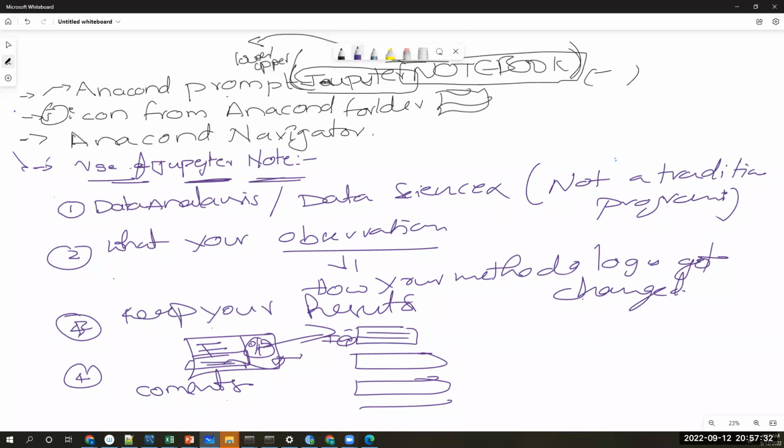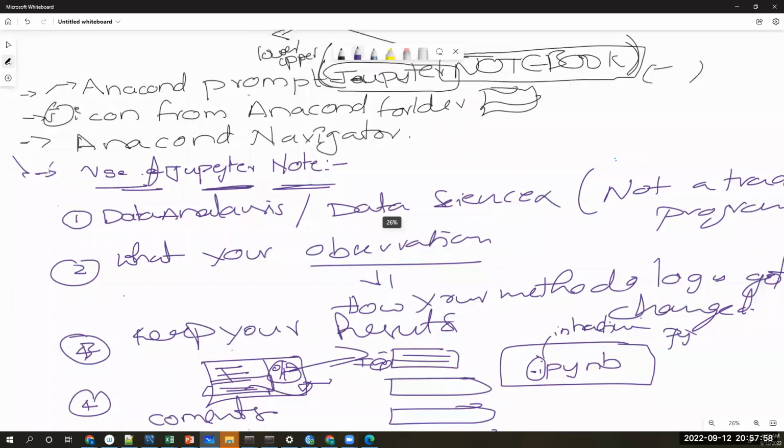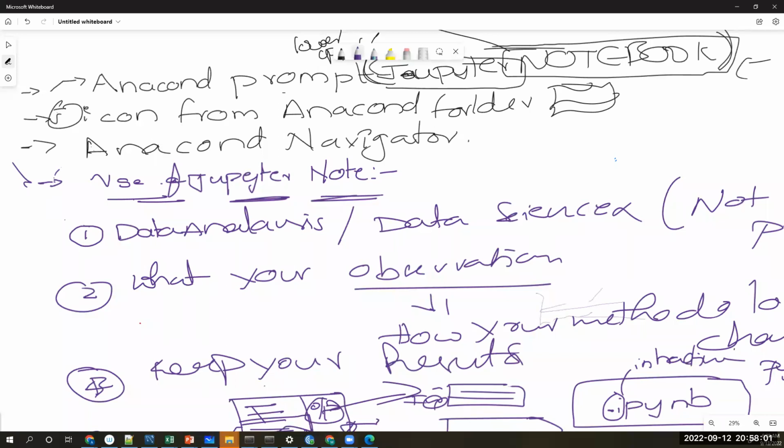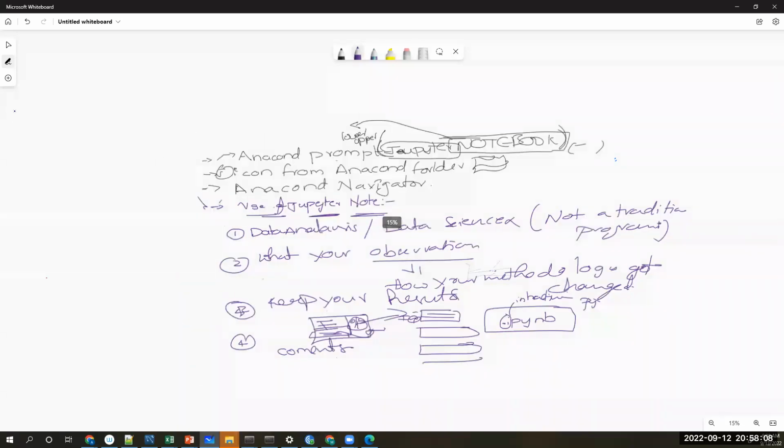And this extension is .ipynb, interactive Python notebook. Okay, clear?